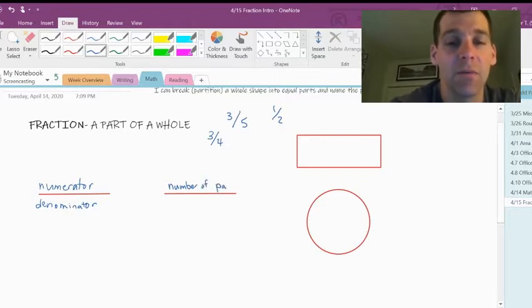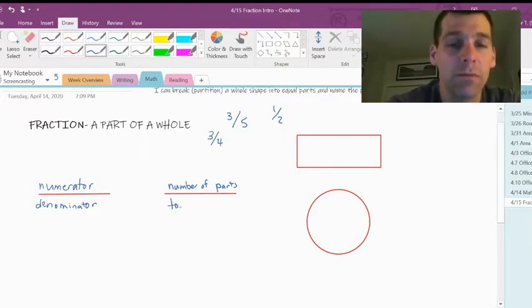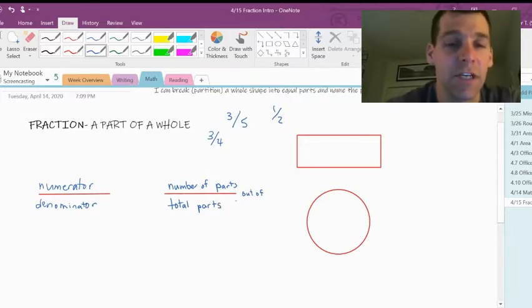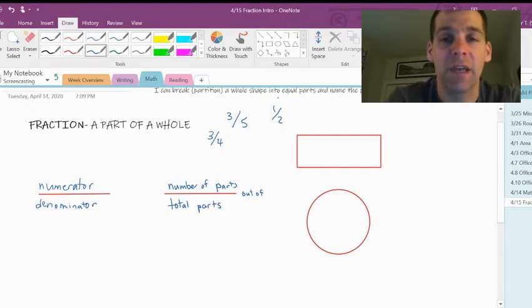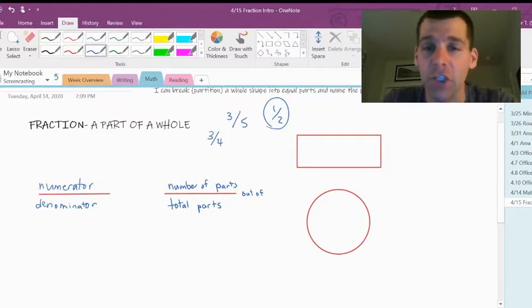Again, I'll show you what we mean by that when I draw it on our shape. On the bottom, it means the total parts. So the number of parts out of the total parts. Let's show you what that means over here, and we'll use 1/2. Pretty standard idea. 1 over 2, or 1 out of 2.